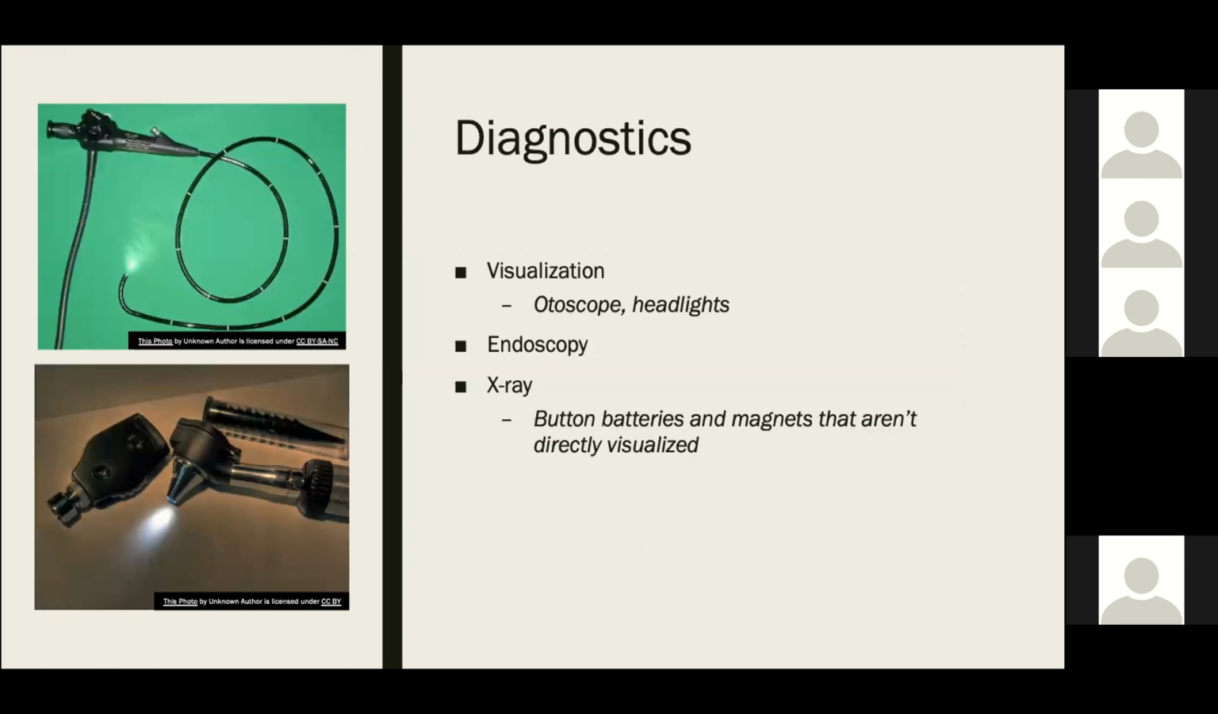Diagnostics, depending on how impacted it is, visualization is usually the most common. So you can use an otoscope or headlights. If it's more in the posterior part of the nose, you can do nasal endoscopy, or use an X-ray for button batteries and magnets that aren't directly visualized.